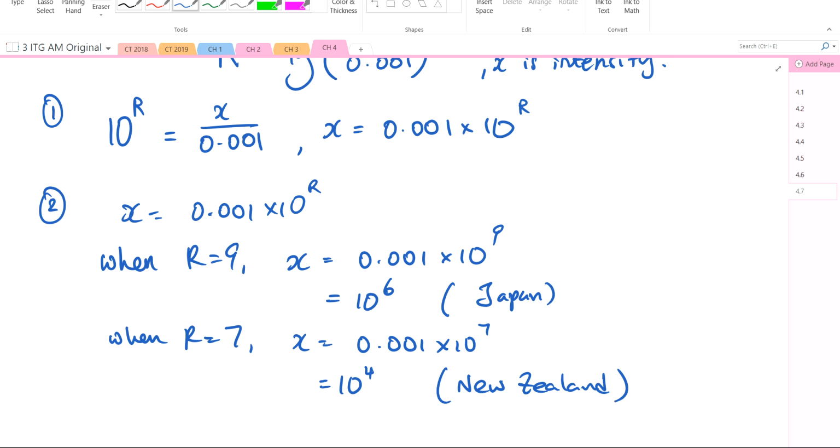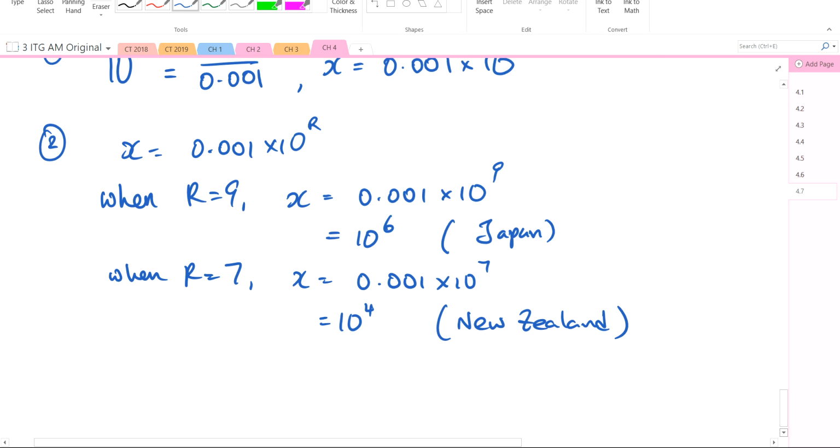So if we continue to consider the Richter scale, where the value is 1, what does that mean? Let's investigate. When R equals 1, X will be equal to 0.001 times 10 to the power of 1, which is 1 over 100, right? So on the Richter scale, we have from 1 to 10.